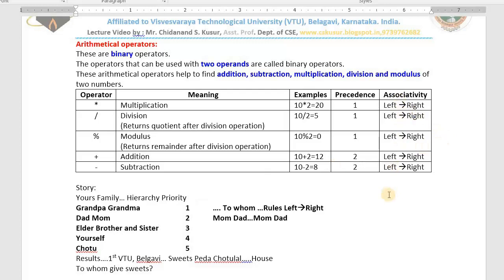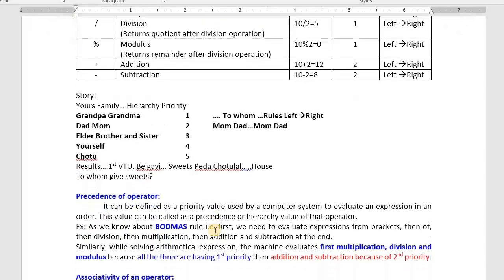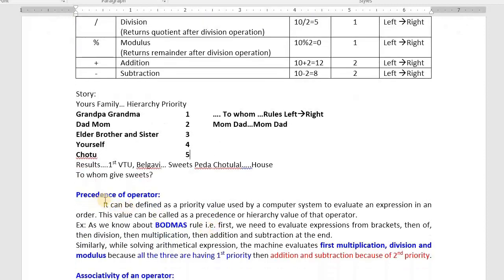I hope because of this story you understood what is precedence and associativity, and map this story with this topic. Definitely you are able to answer the question. What is precedence of operator? It can be defined as a priority value. It tells the computer system in which order to evaluate an expression. It tells about the order of evaluation. This can be called a precedence or hierarchy value of that operator.